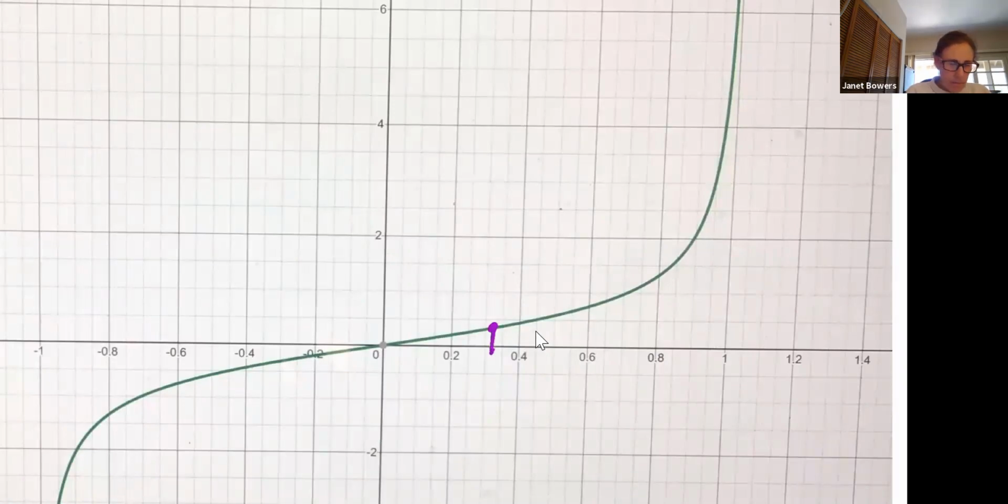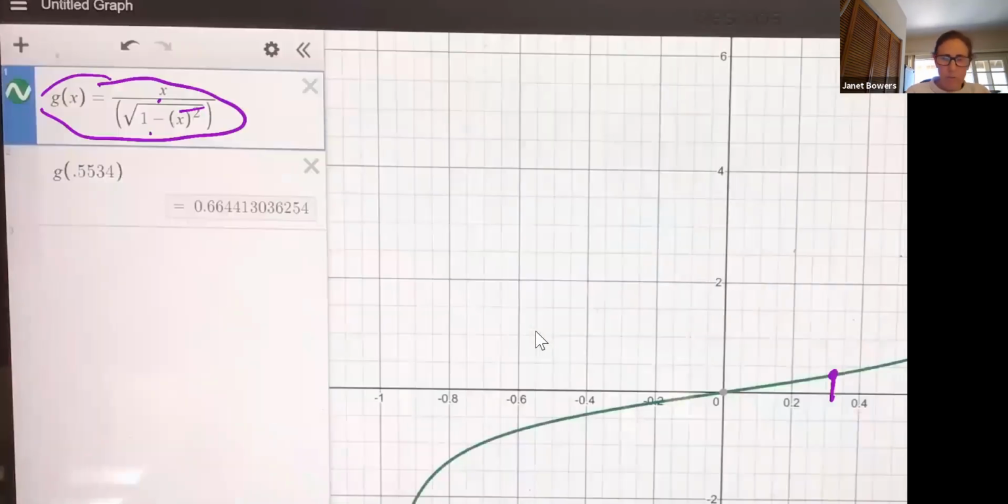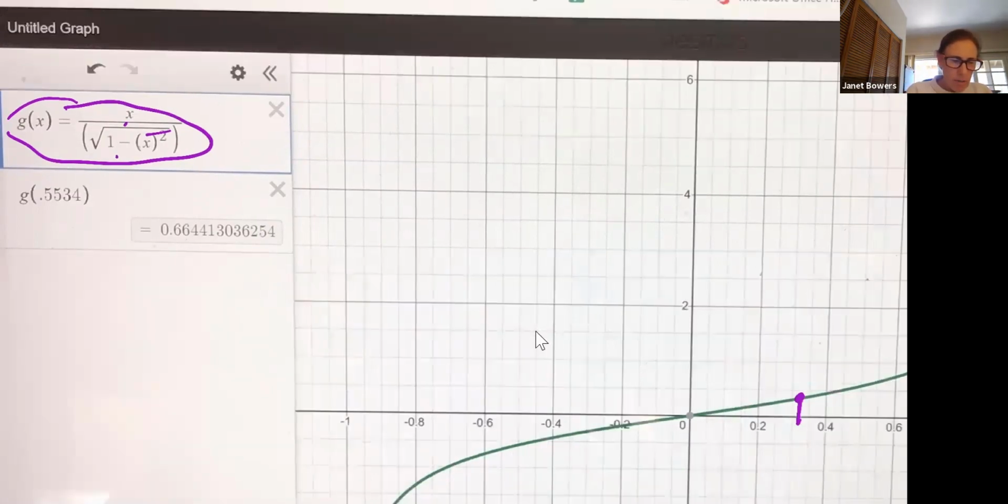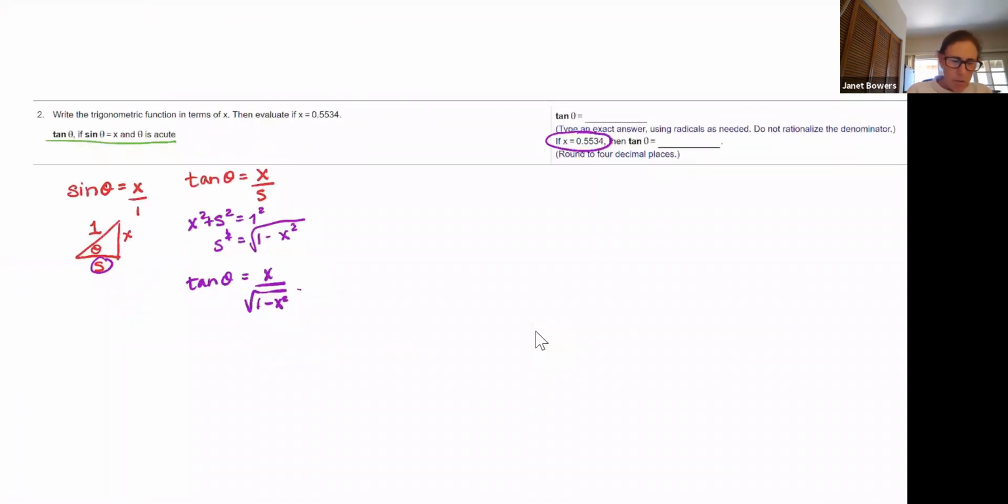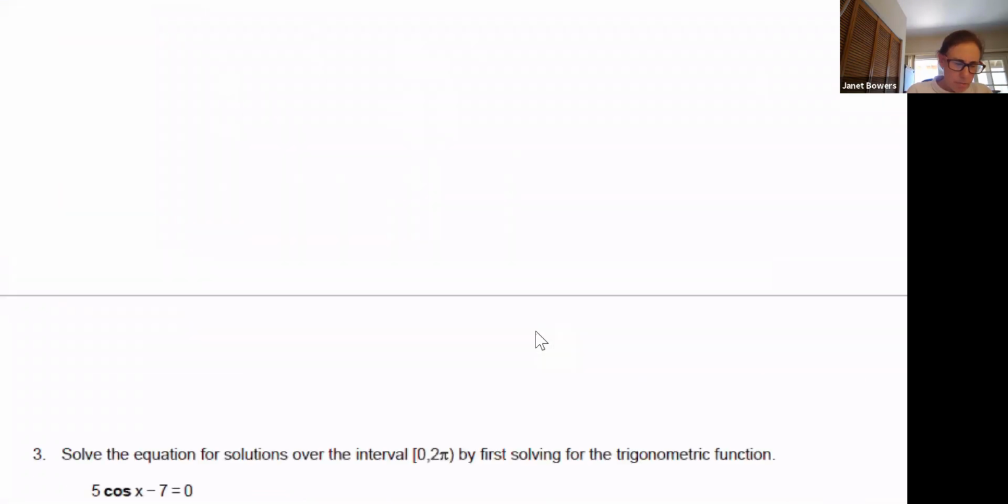So that is 0.6644. Again, going back and forth between Desmos and the algebra might help you understand a little bit more about what's going on. It's always fun to ask, what if? Why does that work like that? So that was number 2. Hopefully that helped with number 2.